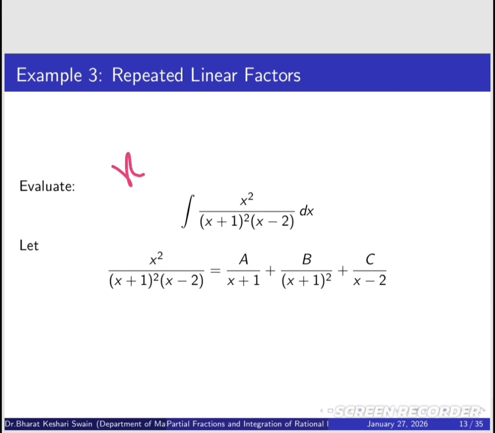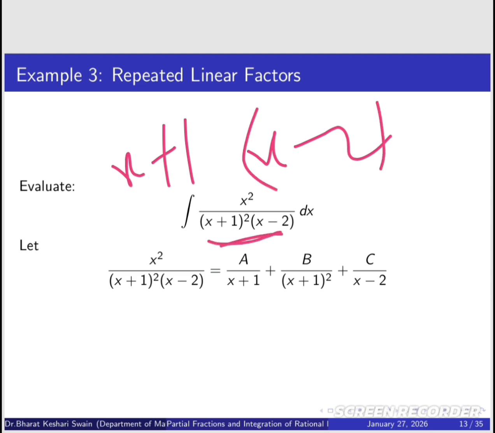One is x plus 1 and another is x minus 2. But x minus 2 is not repeated. The repeated factor is x plus 1. So we have x square divided by (x plus 1) whole square into (x minus 2).